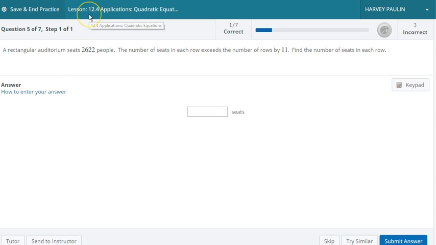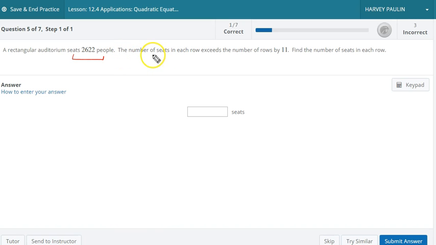In looking at some of the practice for Section 12.4, applications involving quadratic equations, some of these can get to be quite challenging. Again, hopefully you have the quadratic formula under your belt, but what we need to do here is to work on a strategy that really helps us get to the equation. So as we read it, here's the total number of seats in the auditorium.